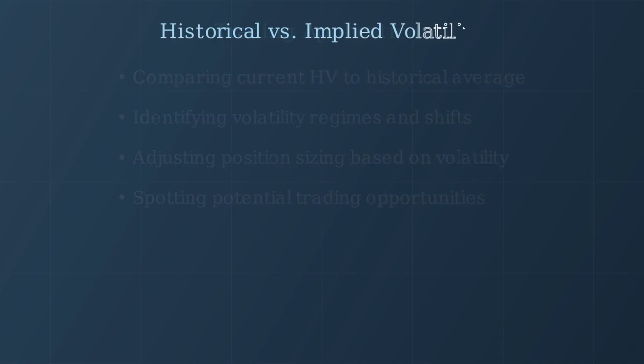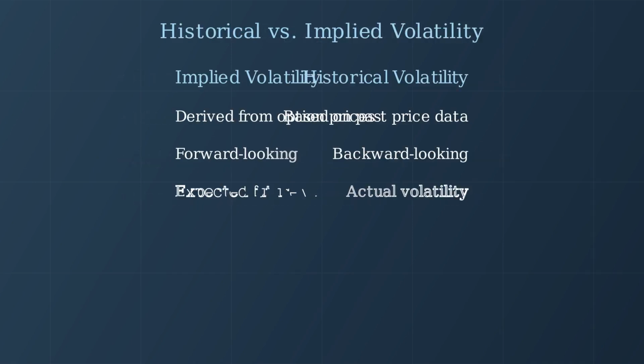Let's compare historical volatility with implied volatility to understand their key differences. While historical volatility tells us what has happened in the past, implied volatility reflects market expectations of future volatility. Traders often compare these two metrics to identify potential mispricing opportunities.